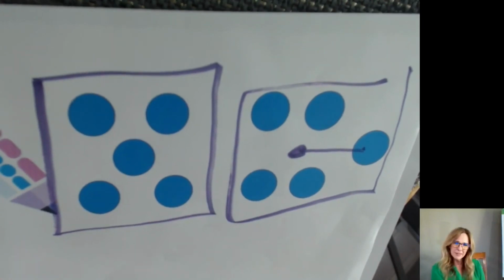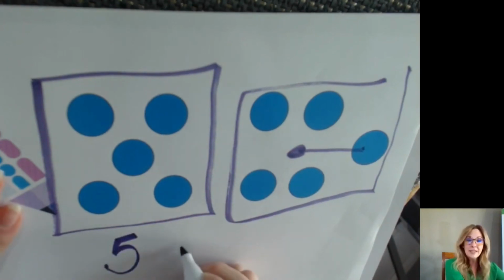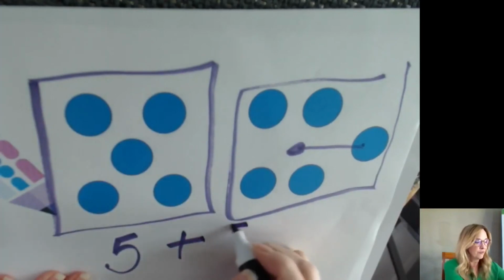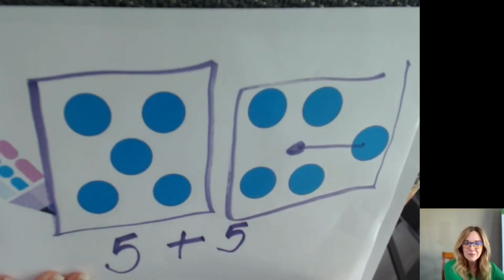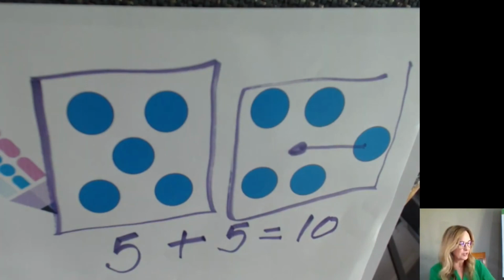So LeBron, how many dots did you see in the first picture? 5, yes. Plus, how many more over here? 5. Oh, that's a double again. Equals, how many dots are there in all? Yes, there are 10 dots on this page. This is fun.